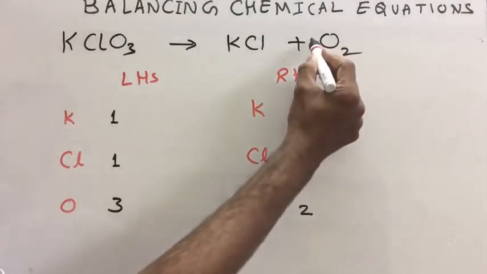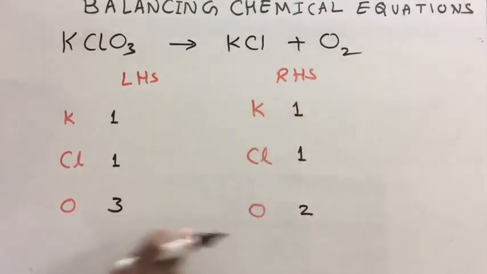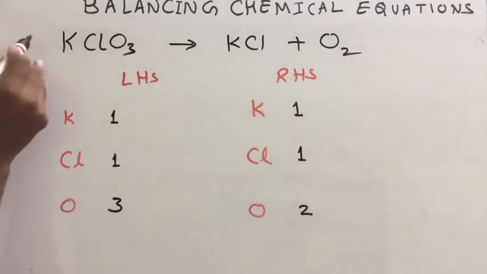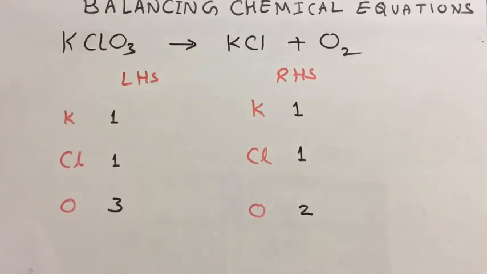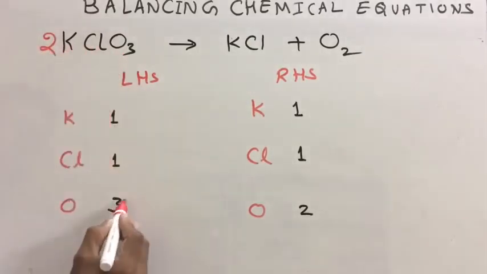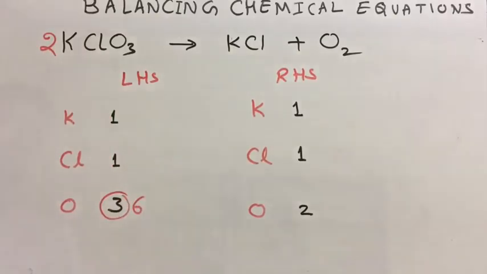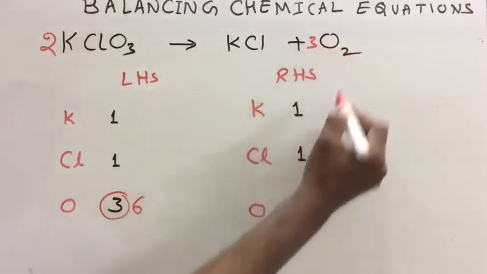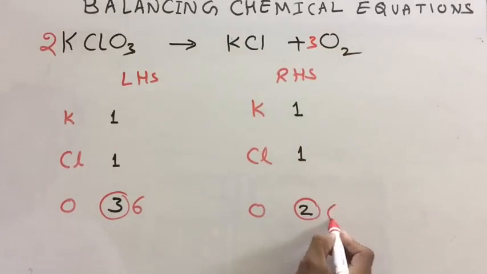If you write 2 here, it will become 4, but it will be unbalanced. And if I write 2 here, then that will be helpful. If I write 2 here, then it will become 2 threes are 6, and I have to write 3 here, so that 3 twos are 6. But the number of chlorine and oxygen we have to check again.